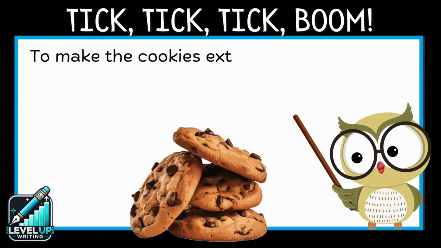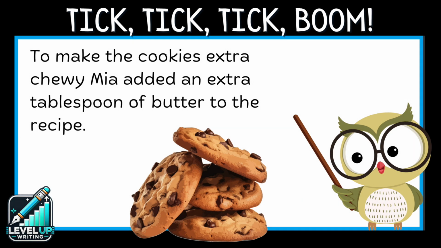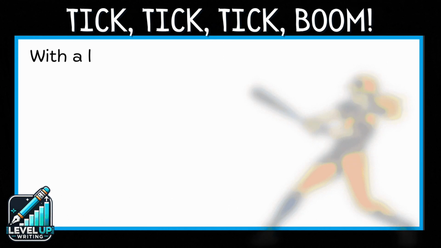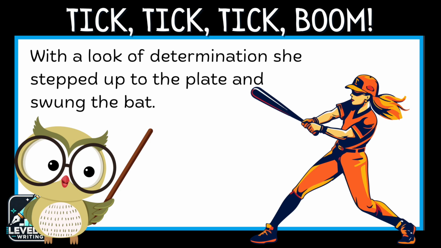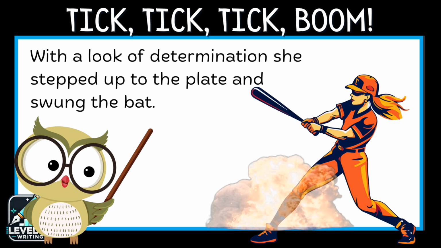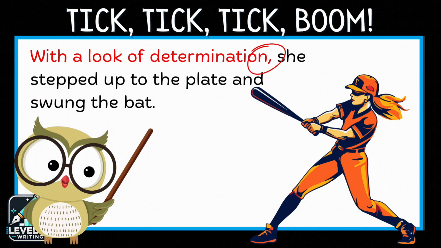To make the cookies extra chewy, Mia added an extra tablespoon of butter to the recipe. Comma after chewy. With a look of determination, she stepped up to the plate and swung the bat. Comma after determination. I love how this writer gave us so much information about the character with just 5 little words in the introductory clause. It's inspiring, really. Brings a tear to my eye.